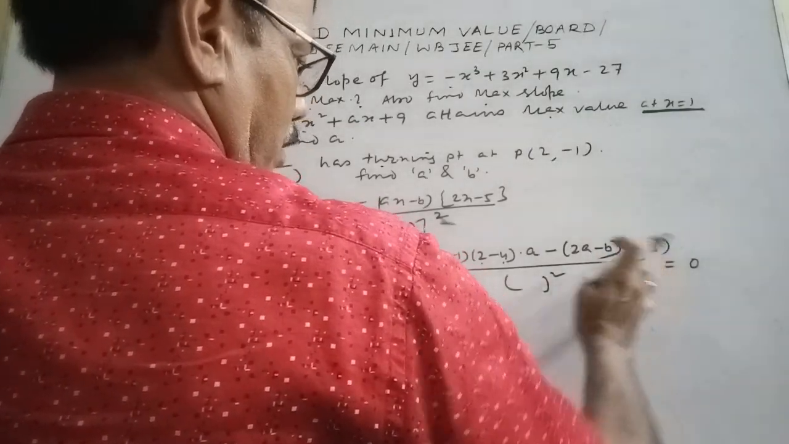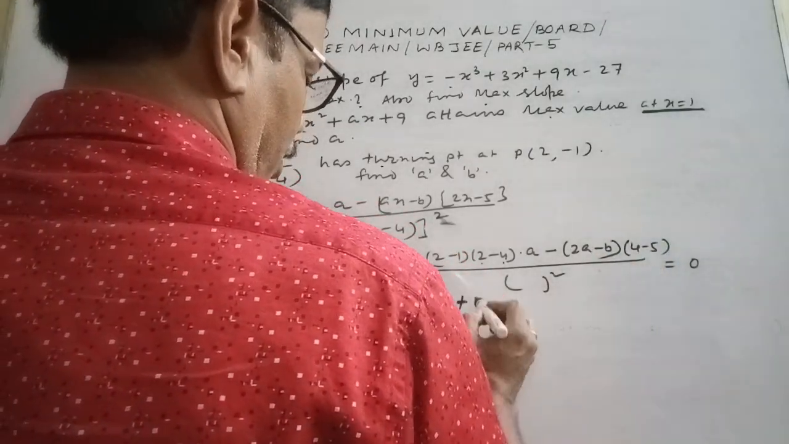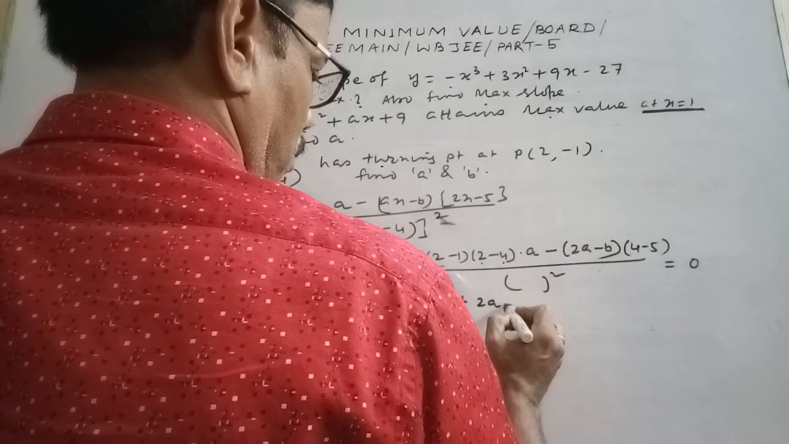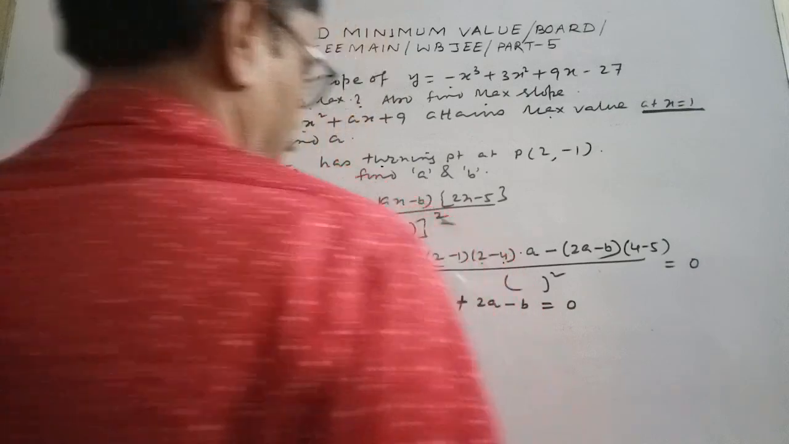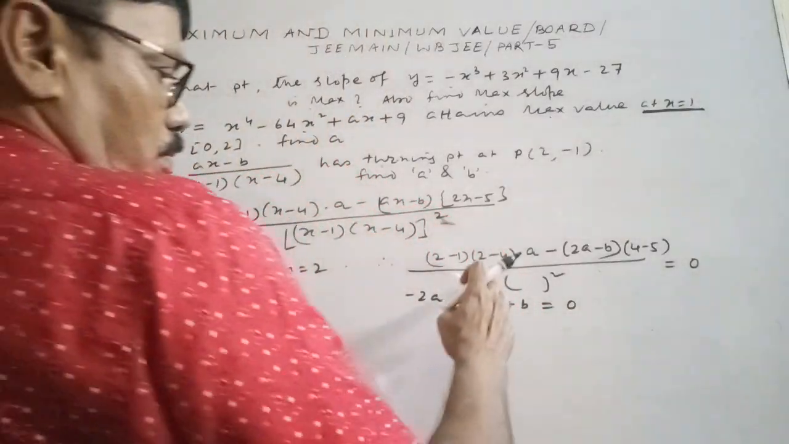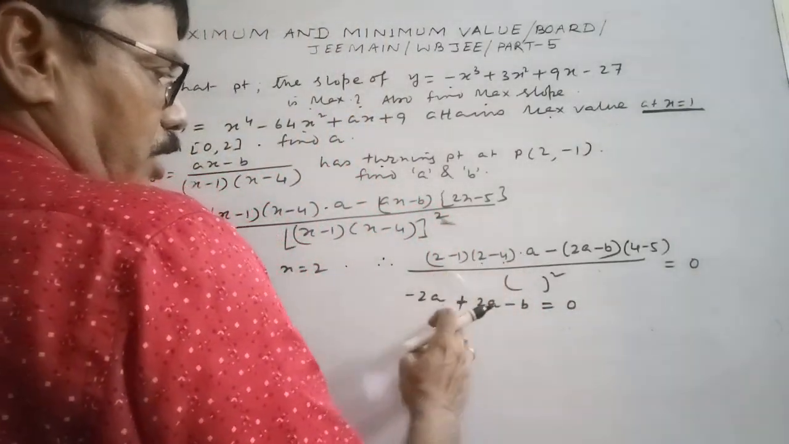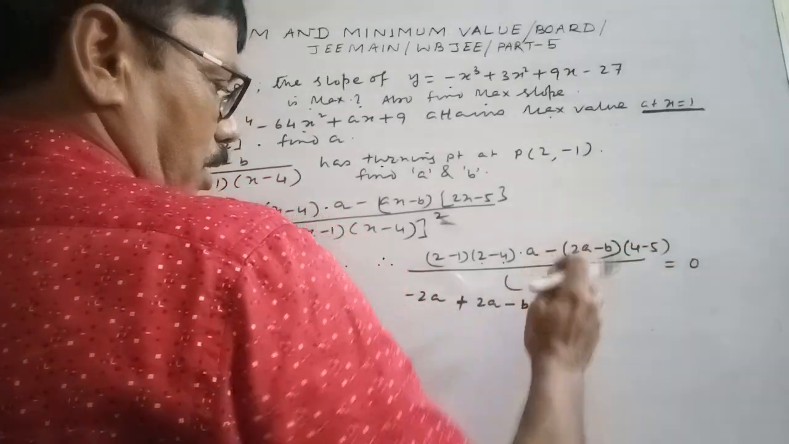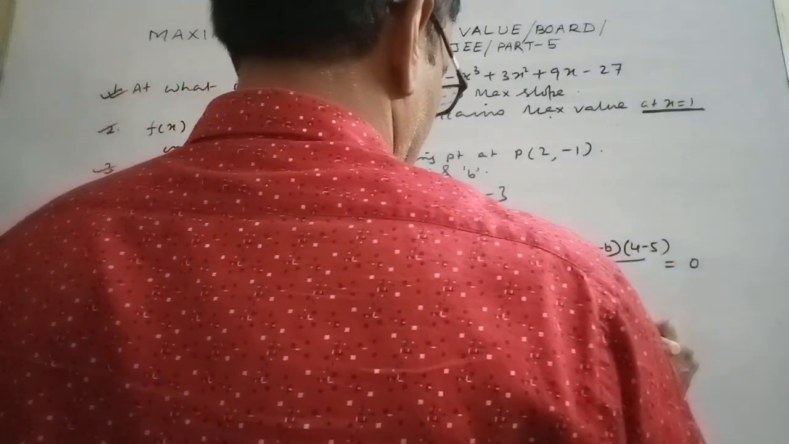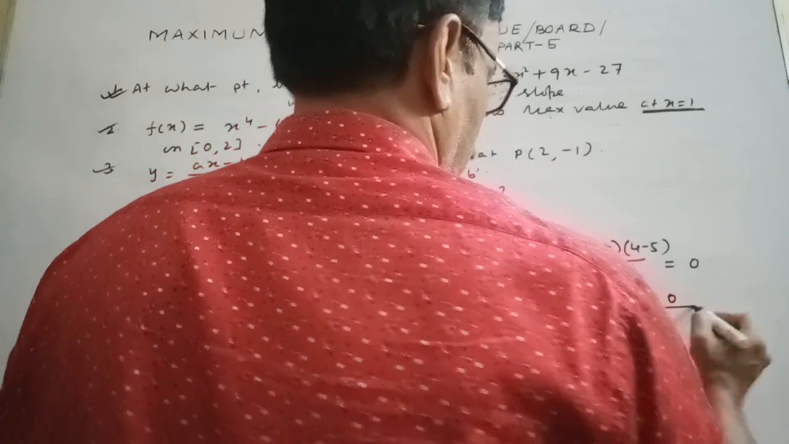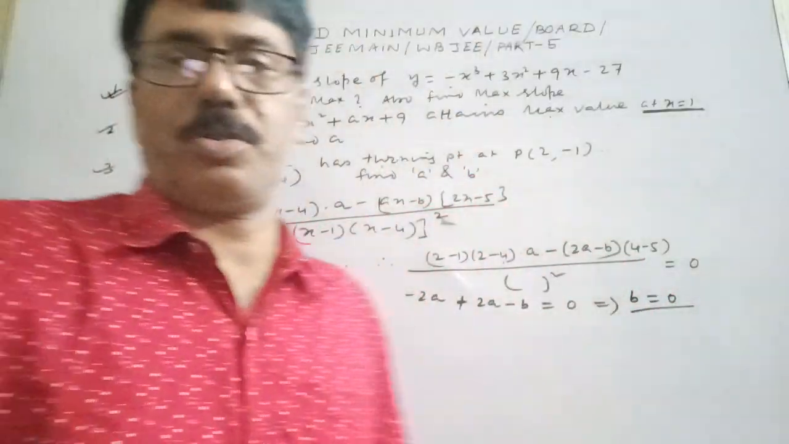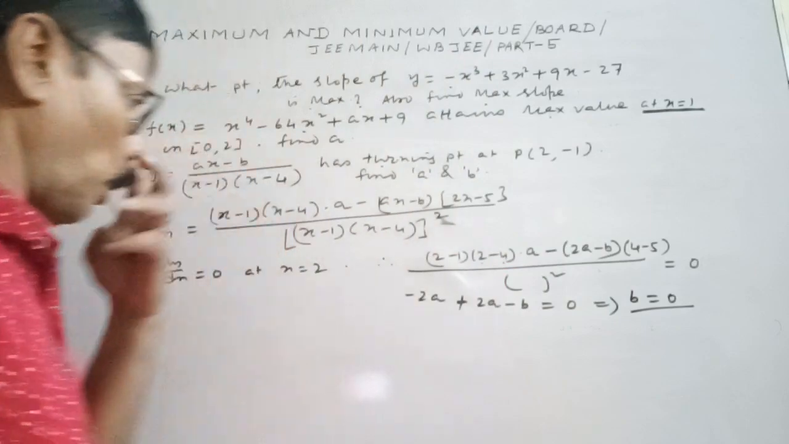And 4 minus 5, this is minus, this is plus. So 2a minus b equals 0. So look, minus 2 into 1, minus 2a, this is minus plus. So 2a cancels, b equals 0. So we are getting the value of b.